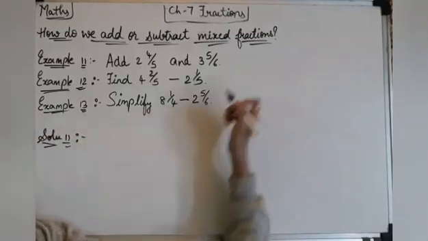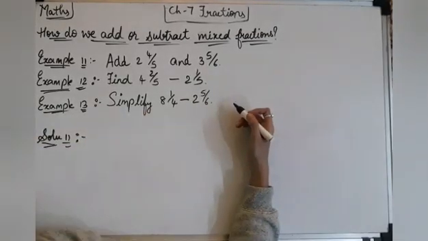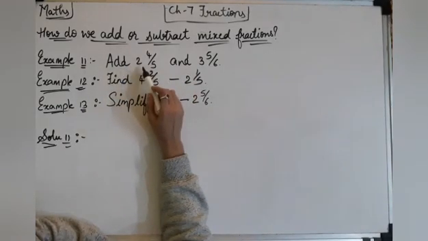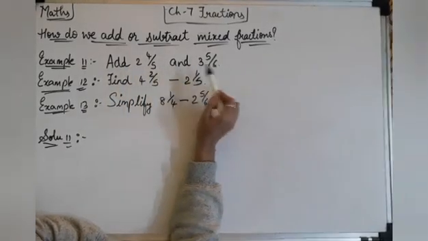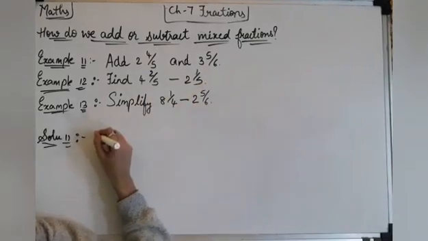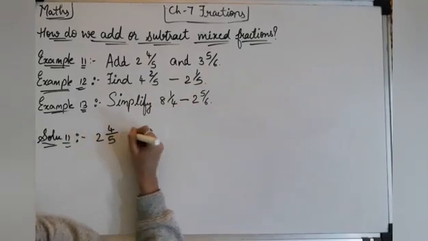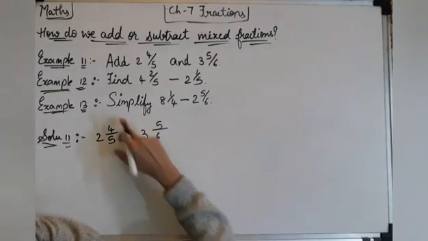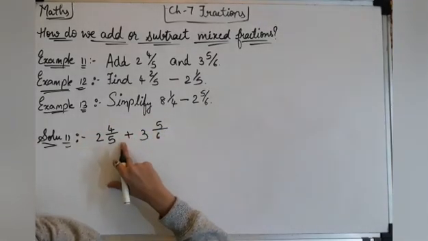We will learn this topic with the help of examples. Okay, so first is: add 2 integer 4 upon 5 and 3 integer 5 upon 6. So 2 integer 4 upon 5 plus 3 integer 5 upon 6. This is a mixed fraction, right?